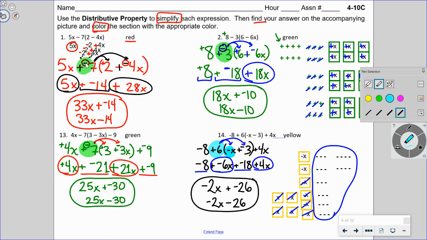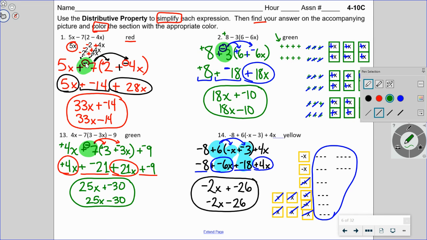So those negative x's remained negative x's. Those negative 3's remain negative 3's. Put all those negative 3's together and it made negative 18. So that is a huge difference from number 14 compared to numbers 1 and 2 and 13. And yet you can see plenty of similarities.